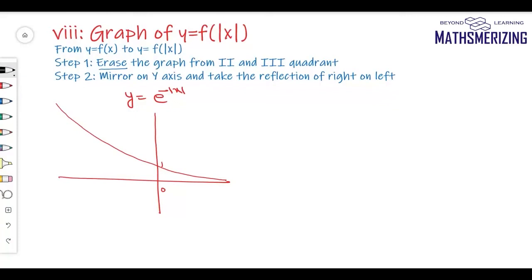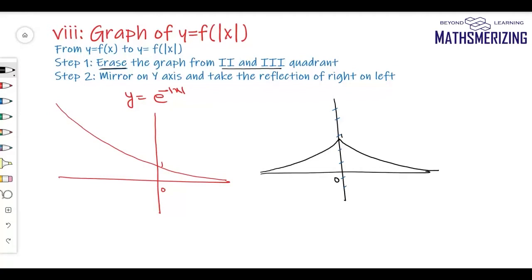So for this transformation, there are two steps. First step is erase the graph from second and third quadrant. So I'll draw the same graph, but I won't draw it in second and third quadrant. So this is the first step. Now the second step is place a mirror on y-axis and then take the reflection of right on left. So if I take the reflection of right on left, I'll get this graph. So that is the graph of y equals e to the power minus mod x.